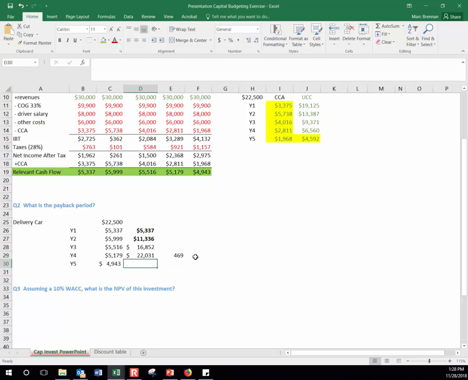So I can then discover that 469 is what I have left to make in year 5. Okay? So I would divide $469 by how much relevant cash flow I'm supposed to experience for year 5, and that'll give me a decimal that would probably just go down to 2 decimals.